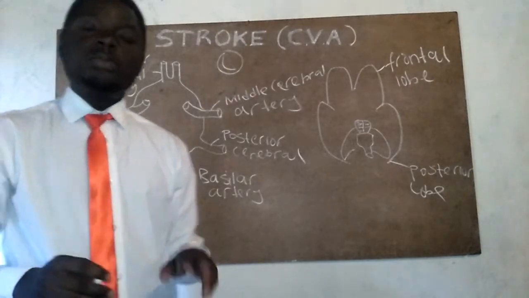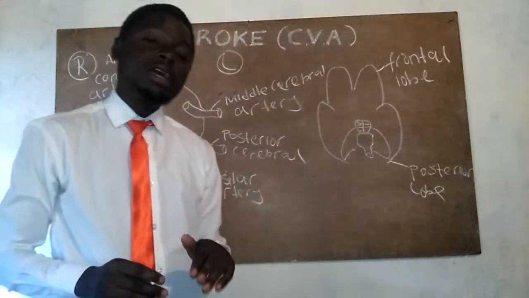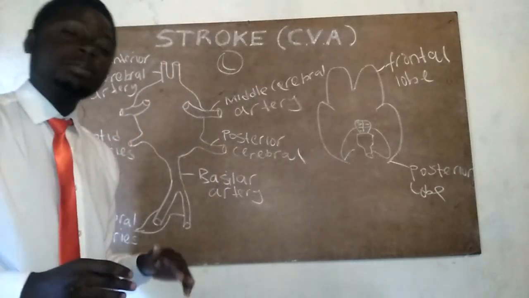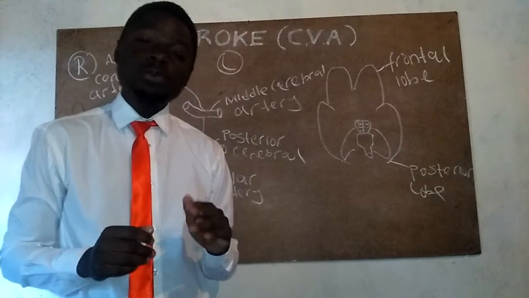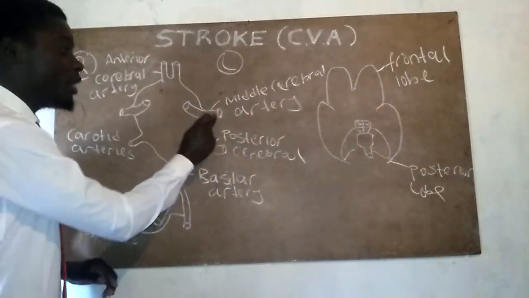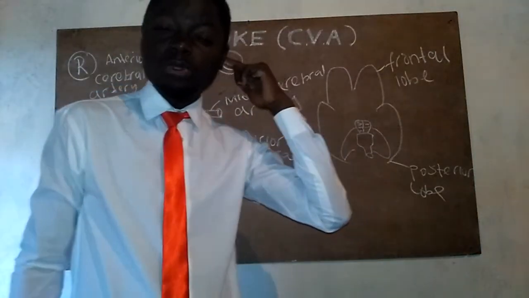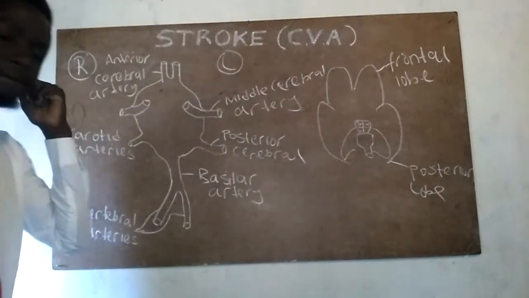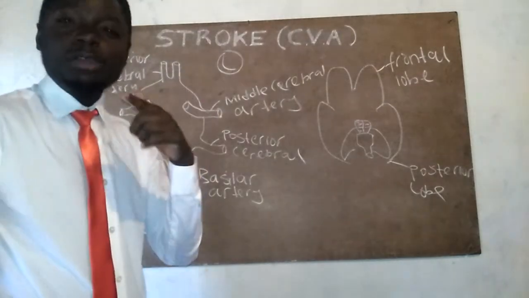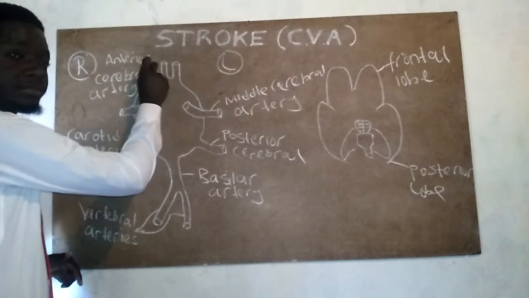So blood is going to come from the heart, travel to the brain through the circle of Willis, and supply different parts of the brain. The middle part of the brain is supplied by the middle cerebral artery. The posterior part of the brain is supplied by the posterior cerebral artery. The anterior part of the brain is supplied by the anterior cerebral artery.